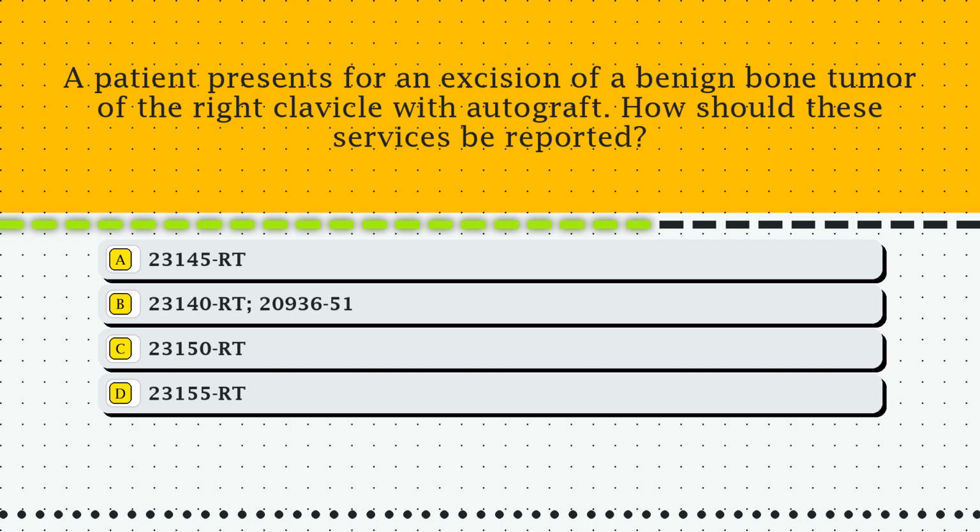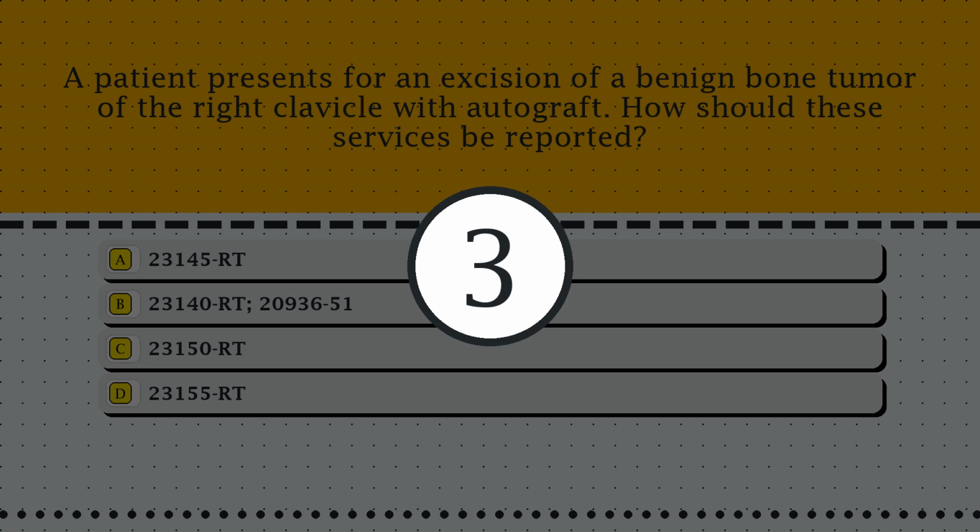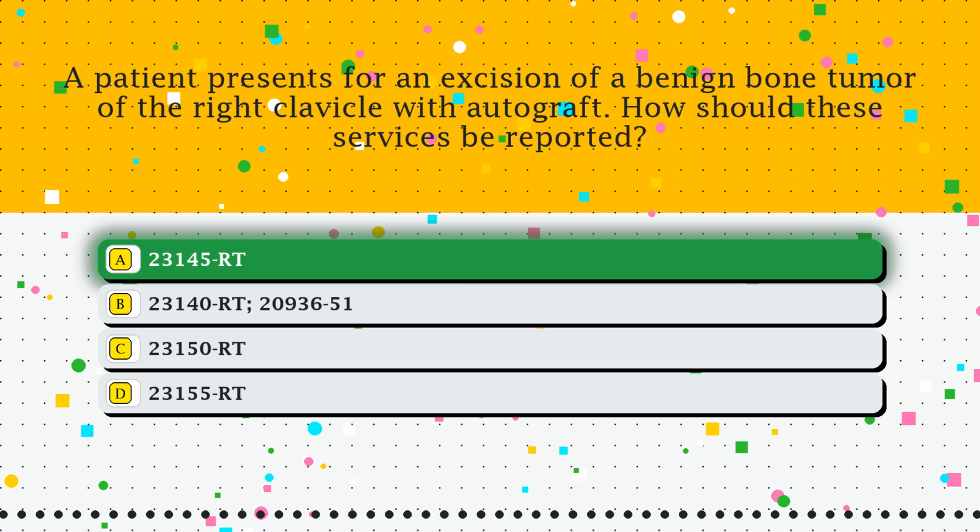Question 52. A patient presents for an excision of a benign bone tumor of the right clavicle with autograft. How should these services be reported? Option A, 23145 RT. Option B, 23140 RT, 20,936 to 51. Option C, 23150 RT. Option D, 23155 RT. The correct answer is option A, 23145 RT.